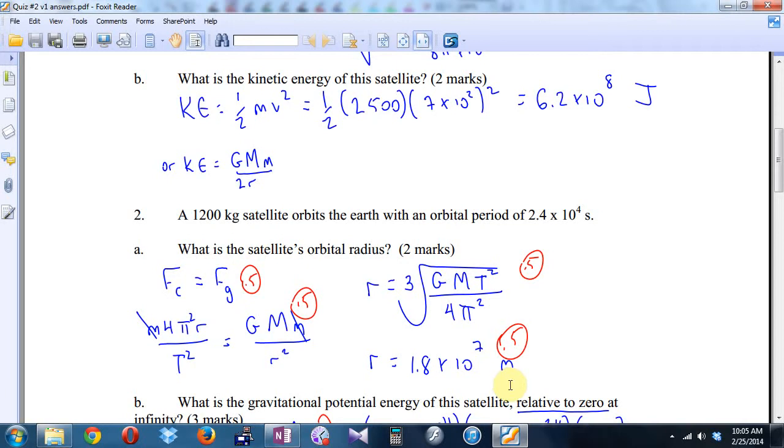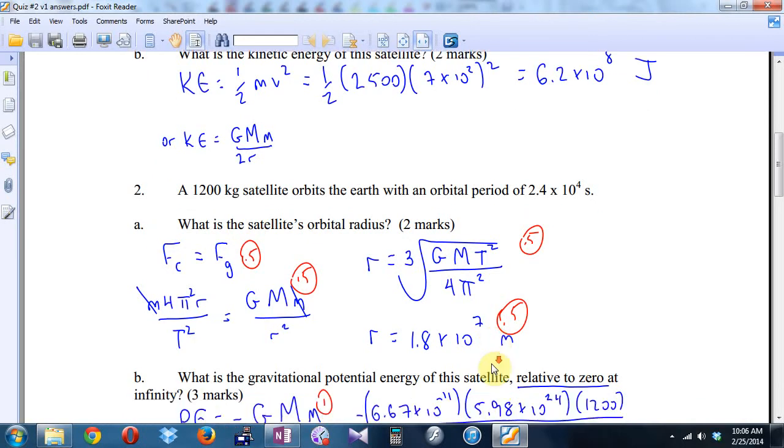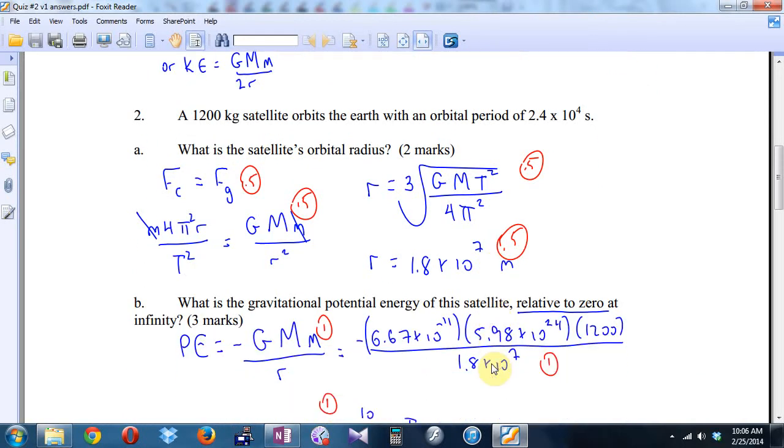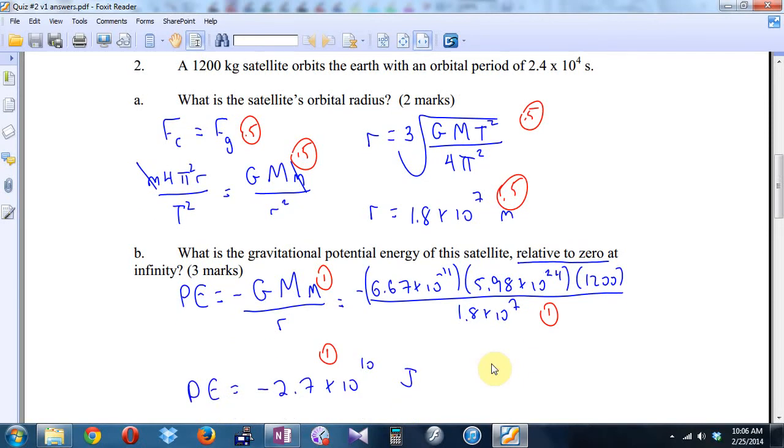Not very high. This is what happens when I make up numbers. What's the gravitational potential energy of this satellite relative to 0 at infinity? That means use the cosmic one, please. Potential energy is negative big G, big M, little m over r. Carefully crunching the numbers, you get negative 2.7 times 10 to the 10th joules. Half mark off if you missed the negative.